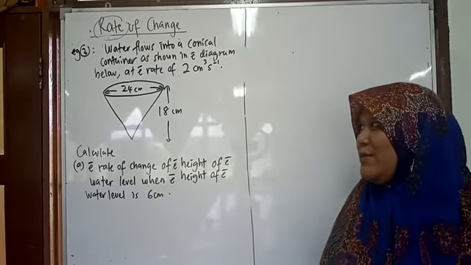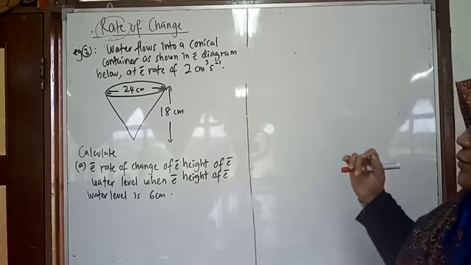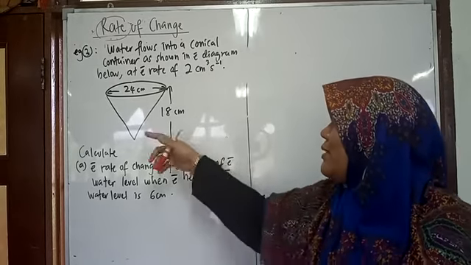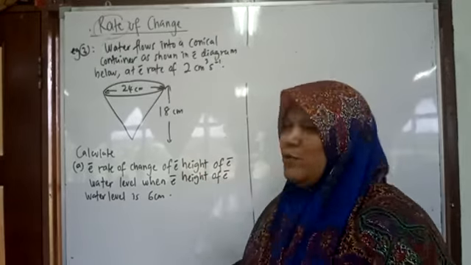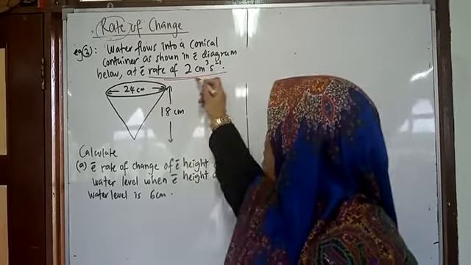Okay guys, so let's look at example 3. Example 3 is quite difficult. Okay, so we have our question: the water flows into a conical container with the rate of 2 centimeter cube per second.